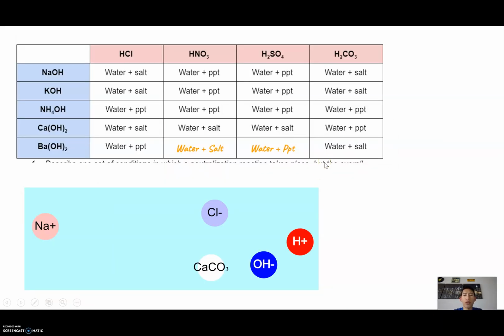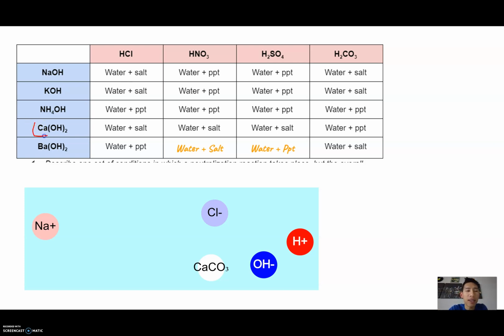All right, so this first section had to do with identifying what the products were when you have a neutralization reaction, which is when an acid and a base react to form water and a salt. Now, a lot of people struggled on when to put PPT or when to put salt. PPT stands for precipitate. And that's when two things combine that aren't soluble.